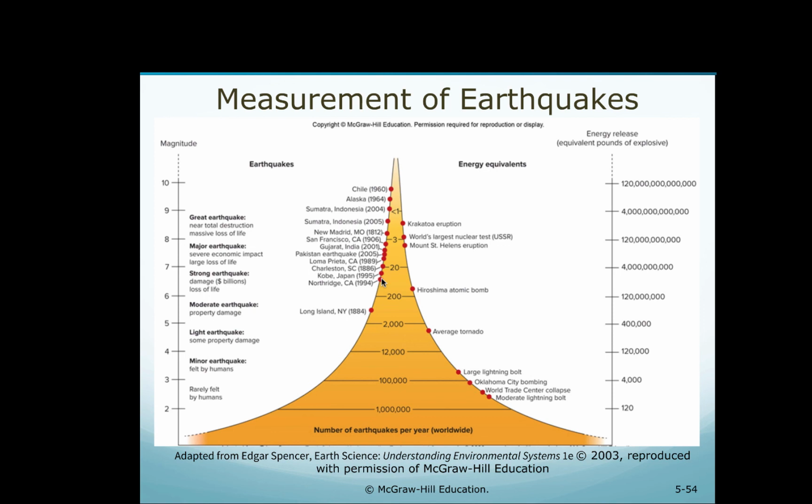The Northridge, California earthquake. If you were watching the World Series, you would have seen the earthquake occur in 1994. The ground started shaking and everyone in the stadium, they all left.